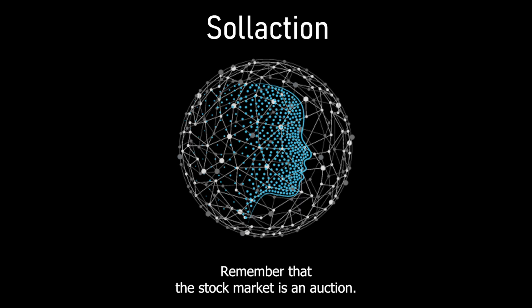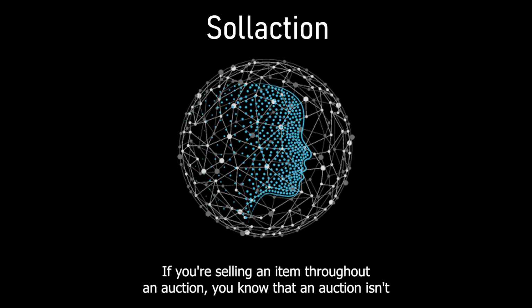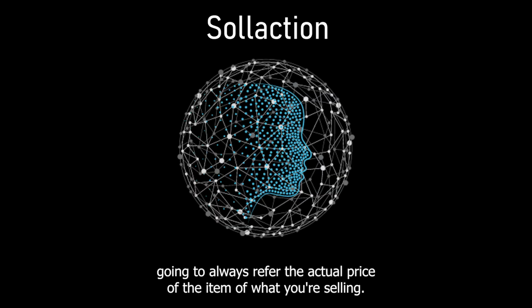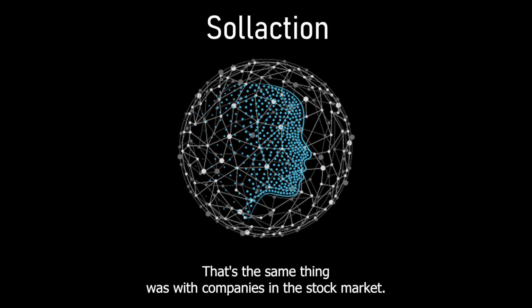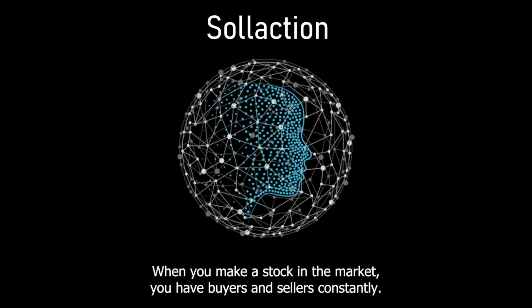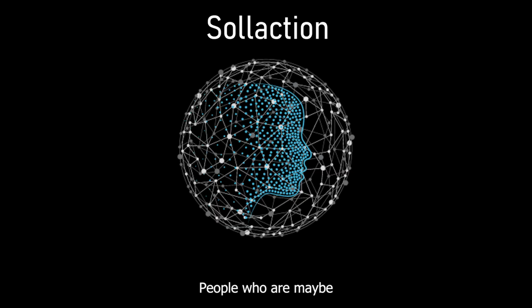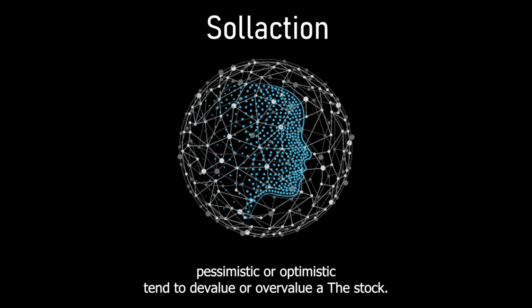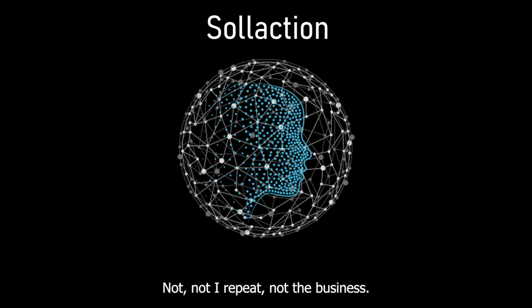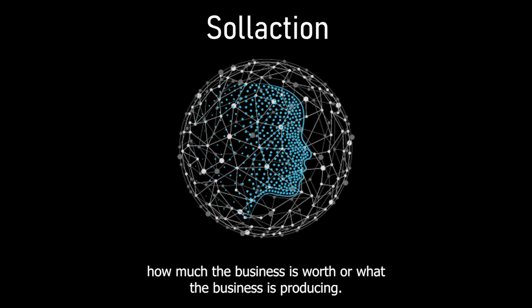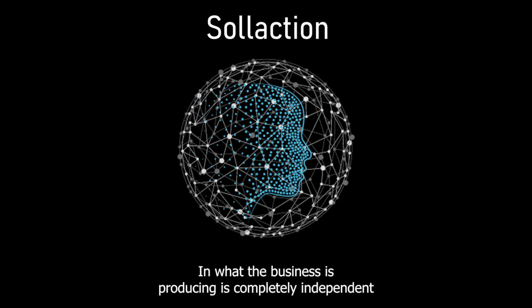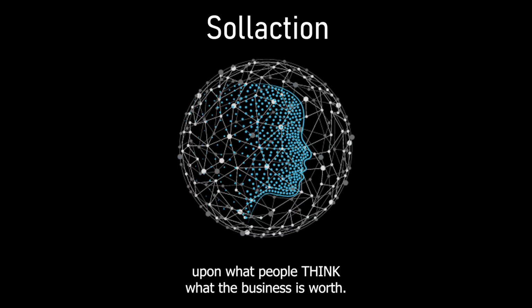Remember that the stock market is an auction. That's just all it is. If you're selling an item through an auction, you know that an auction isn't always going to reflect the actual price of the item you're selling. That's the same thing with companies in the stock market. When you list a stock in the market, you have buyers and sellers. Constantly, people who are maybe pessimistic or optimistic tend to devalue or overvalue the stock, but not, I repeat, not the business. Whether people are bringing the price of a stock down, making it undervalued, or bringing it up, making it overvalued, has nothing to do with how much the business is worth or what the business is producing. The business and what the business is producing is completely independent of what people think, right?